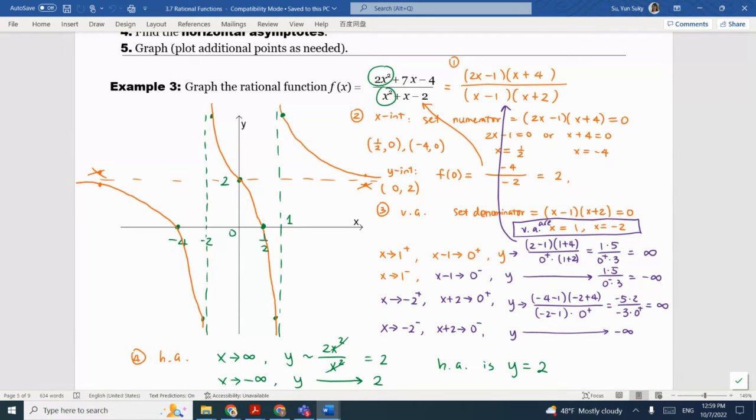Make sure you have a function, which means you cannot go back and forth. So you cannot go here and then here. So that's not a function. It must be a function. So you cannot go back and forth. It must pass the vertical line test.